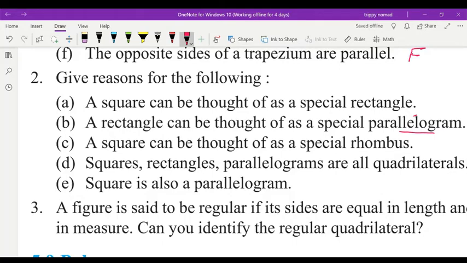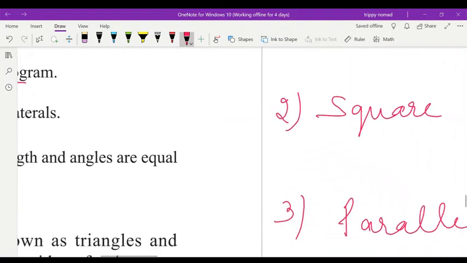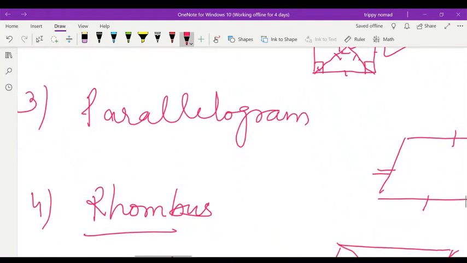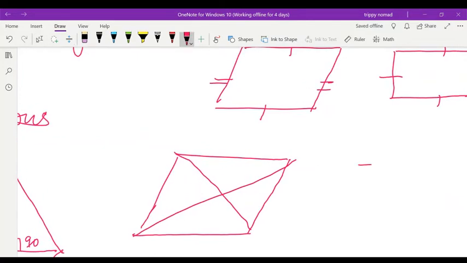A square can be thought of as a rhombus. Yes, why, children? I have drawn a square here, and a rhombus here. I am drawing along with that. The square is of this type. In a square, all four sides are of equal measure, children. And here also all four sides are of equal measure. These four are equal, these four are also equal.